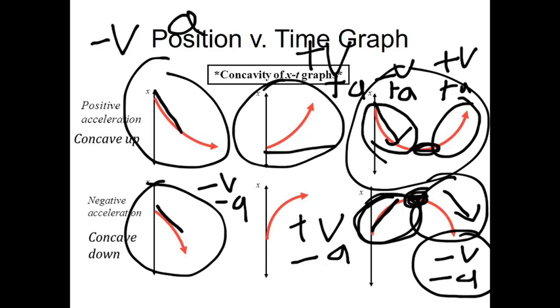So the moral of this story is when you have a concave up curve on a position time graph, that indicates a positive acceleration. When you have a concave down curve on a position time graph, that indicates a negative acceleration.